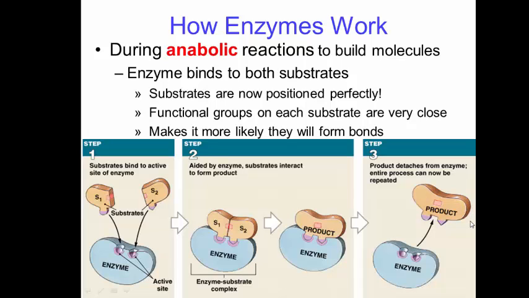So basically, the enzyme is just ensuring that the substrates are perfectly positioned in such a way that their functional groups can come close together and react and form the bond. Okay? So really, if you notice, the enzyme is not changing in this whole entire process, right? It can be used again and again. Right? The enzyme didn't supply any energy to the reaction. It was literally just a place for the substrates to come into.